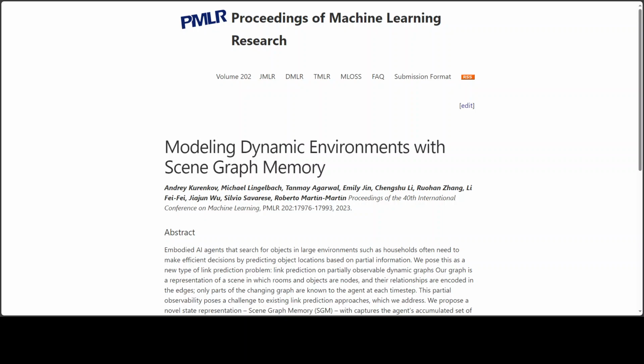In this interesting project, researchers have proposed a new way for robots to find objects in households where things get moved around. Andrei Kurenkov and his colleagues at Stanford University have introduced Node Edge Predictor. Node Edge Predictor is a model that learned to predict where objects are located in your home.